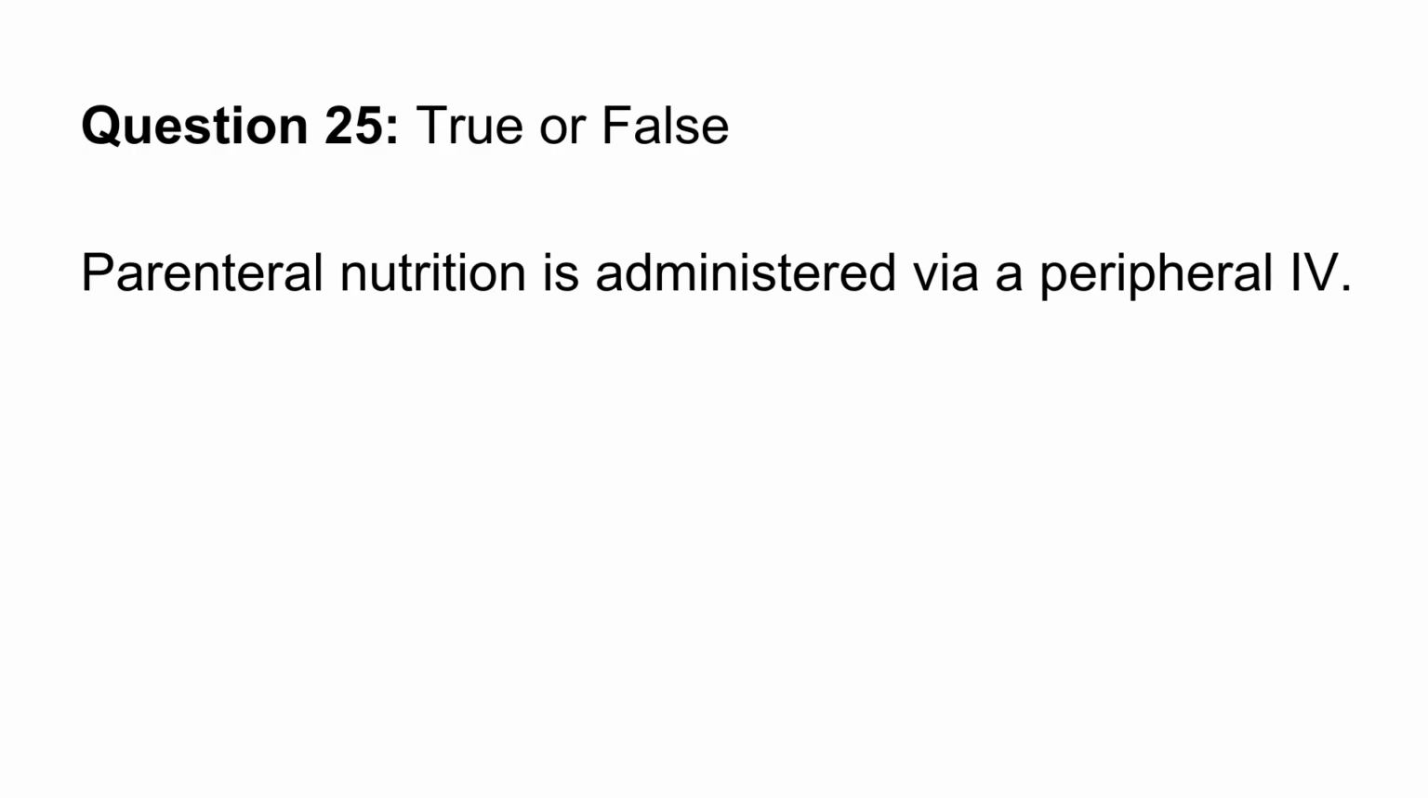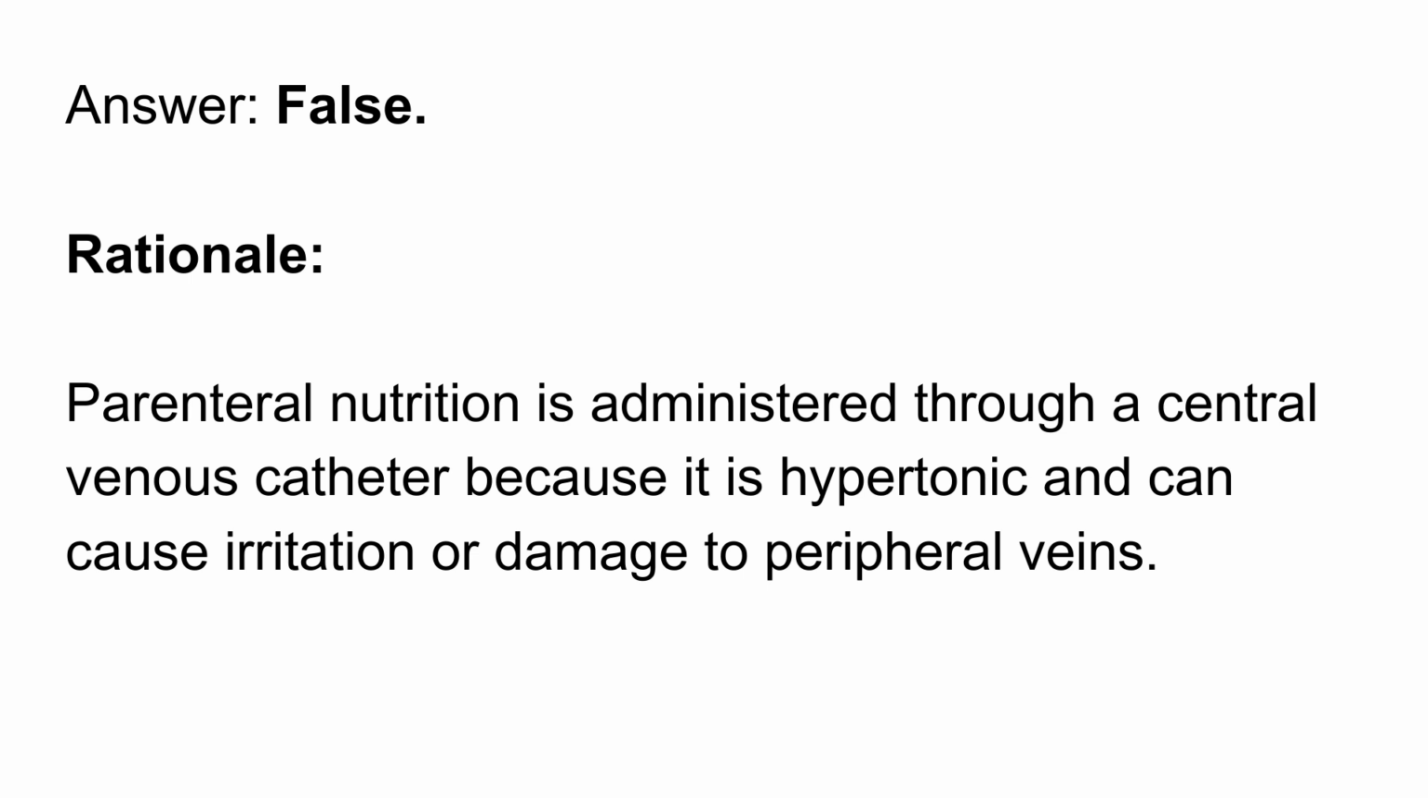Question 25. True or false, parenteral nutrition is administered via a peripheral IV? Answer: false. Rationale: parenteral nutrition is administered through a central venous catheter because it is hypertonic and can cause irritation or damage to peripheral veins.